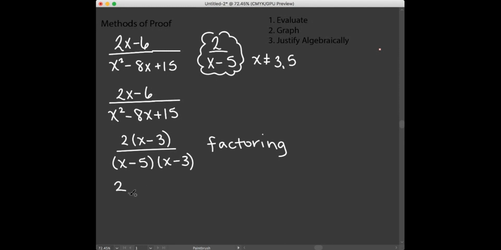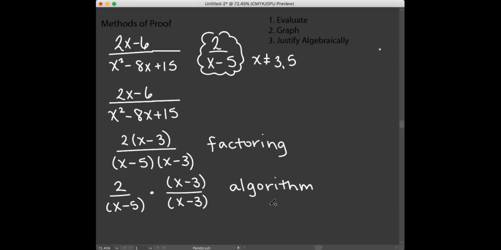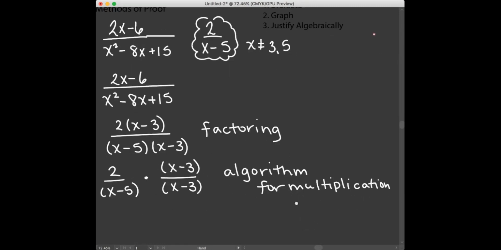But since we're trying to do a nice algebraic justification, I'm going to rewrite this as 2 over x minus 5 times x minus 3 over x minus 3. And why can I break that up? Because when I am multiplying fractions, I multiply numerator times numerator, denominator times denominator. So this is the algorithm for multiplying fractions. It tells you that you can just split up the numerator and denominator because you can use the algorithm in either direction. So it's kind of like we're using this algorithm backwards by breaking it up instead of pushing them together.